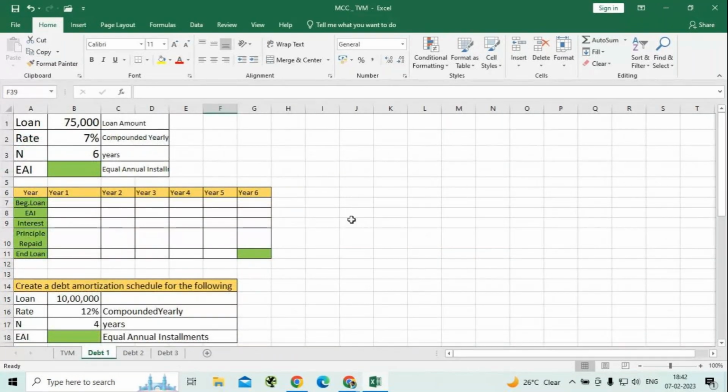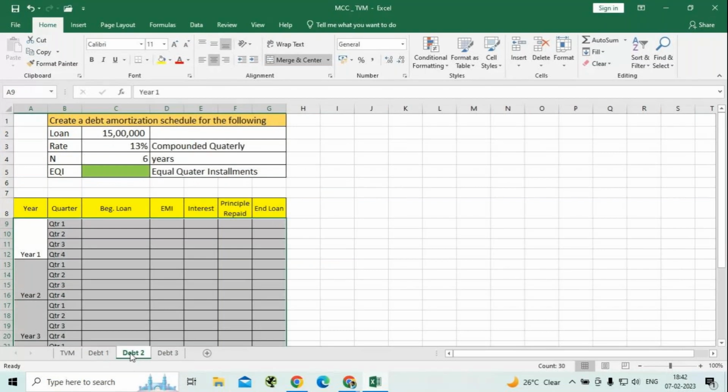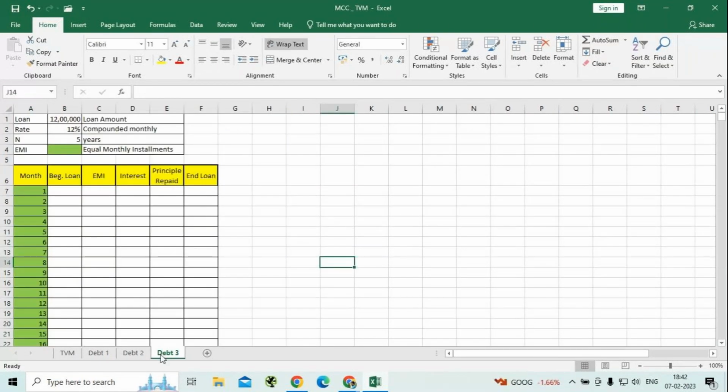Yes, sir. We also did the second page of it, debt one. Then debt two, compounded quarterly, we have to do that, sir. And debt three also to be done. Was it explained how to do this?